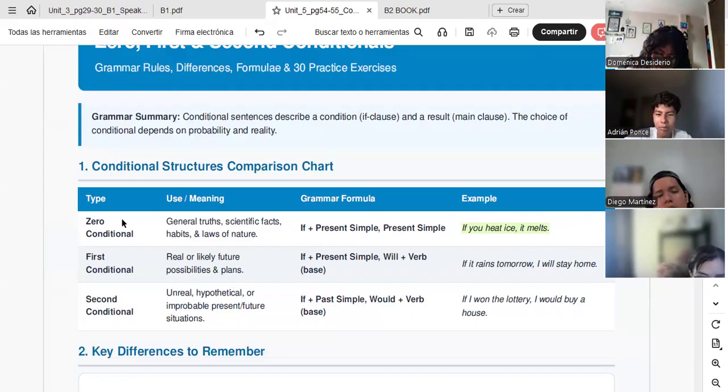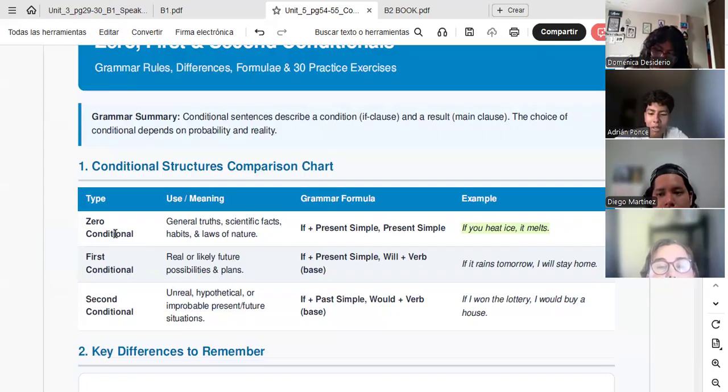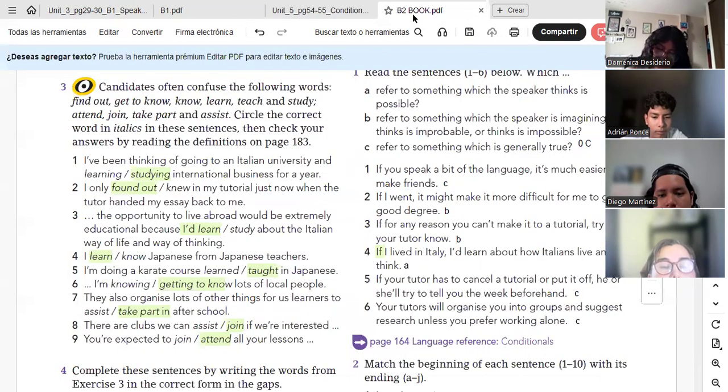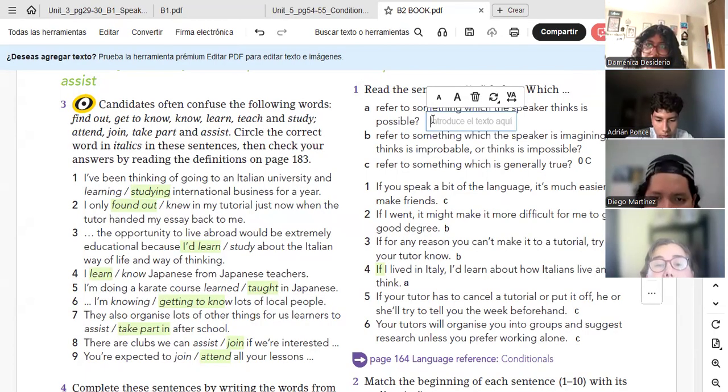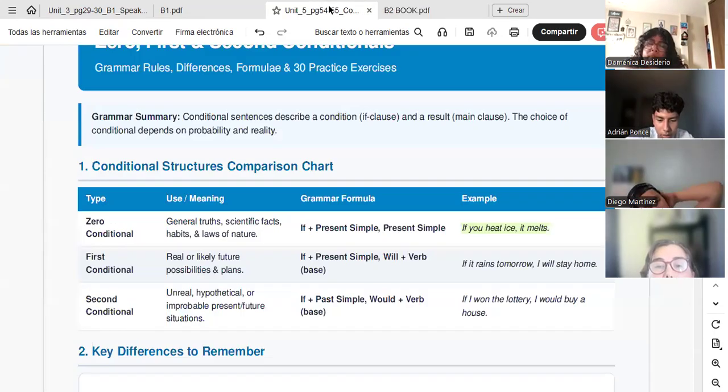Then, we have first conditional, real or likely future plans or possibilities, ¿sí? Probabilidades, algo que probablemente sí pase o un plan para el futuro. So, in here, which is first conditional? B or A? What do you think, guys? A. A is, let's say, first conditional. First conditional refers to something which the speaker thinks is possible. Good job, Katie. You're on fire.